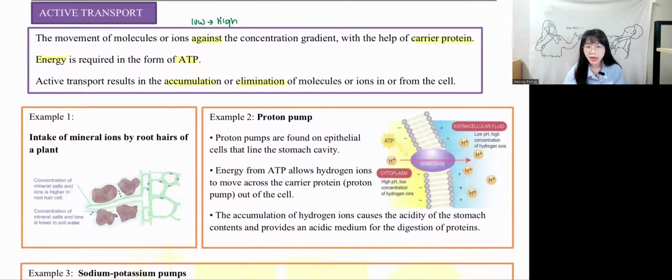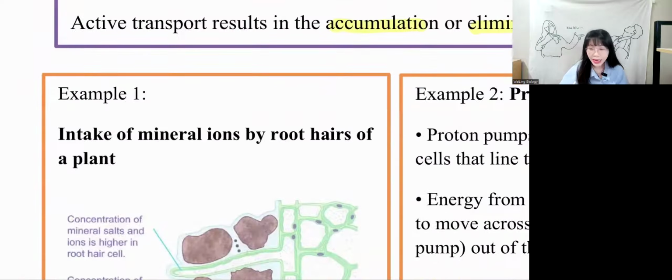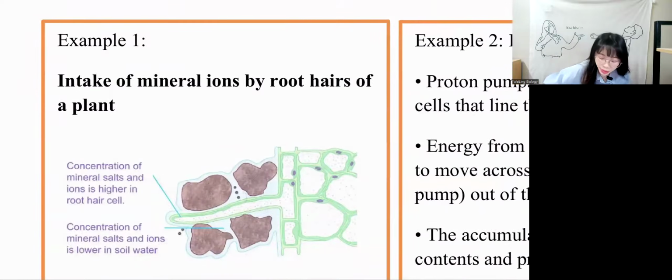First is the uptake of mineral ions by root hair. Because root hair will absorb 2 things. Can you guys tell me what the root hair absorbs? Root absorbs 2 things, right? They absorb water, all right? They absorb minerals, very good. Water and minerals.